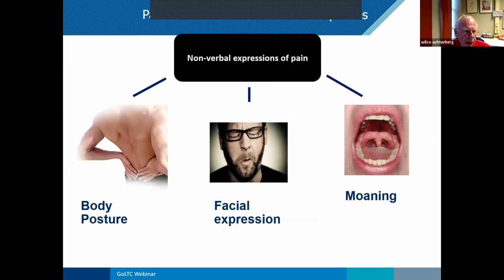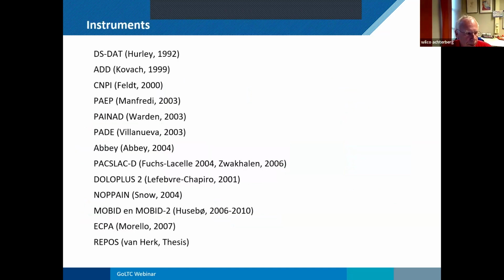But of course, there are other ways of assessing pain. One of the things is that we can use non-verbal responses to pain or non-verbal expressions. When you have pain, you can see some changes in body posture. You can see changes in the facial expression. And of course, people do have other vocal responses to pain, which are not only words, like moaning or screaming, etc.